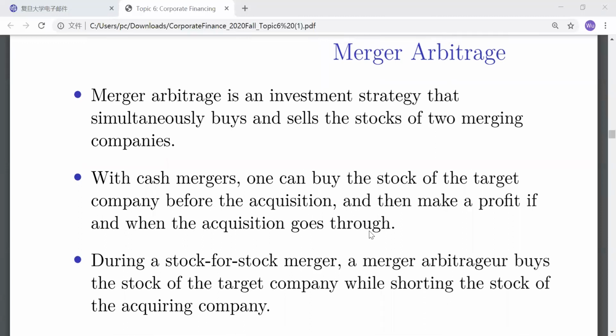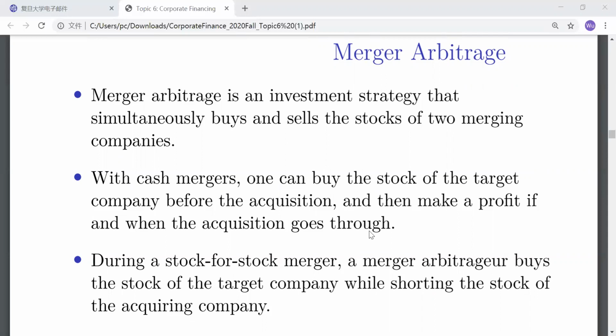Another strategy they usually use is called merger arbitrage, right? Basically, merger arbitrage is when they simultaneously buy and sell the stocks of two merging companies. So in a cash merger, which means the consideration is all cash, the acquirer pays all cash to the target. One can buy the stock of a target company and then make a profit if and when an acquisition goes through, right? So the hedge fund that actually holds the stocks of the target company can use this strategy to profit.